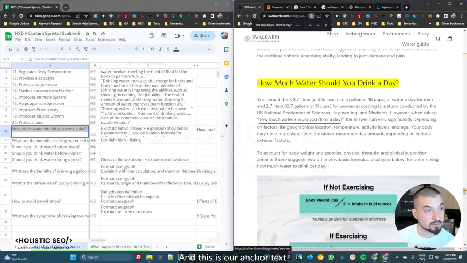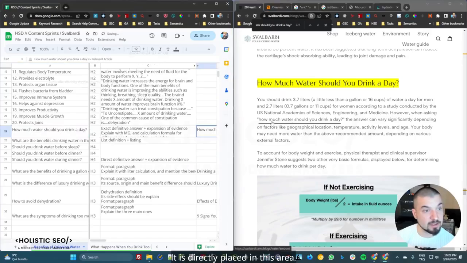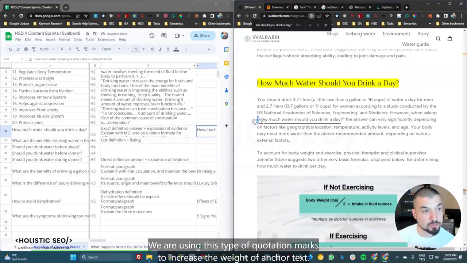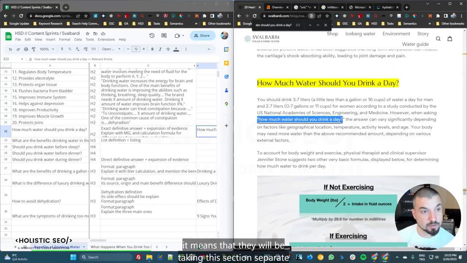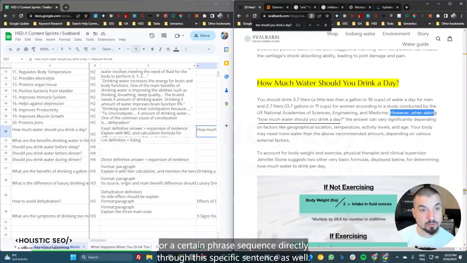And this is our anchor text. As you see here, it is directly placed in this area. We are using this type of quotation marks to increase the weight of anchor text, and at the same time it's easier to place this type of a sentence. If you use quotation marks, it means that they will be taking this section separately, or in certain phrase seconds, directly through this specific sentence as well.